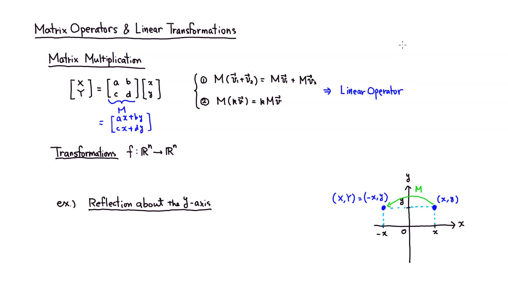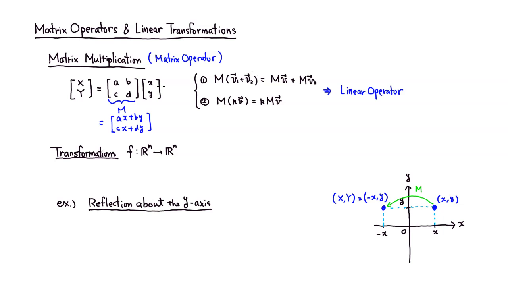So we can call a matrix multiplication a matrix operator. Also, the matrix multiplication takes a vector and then spits out another vector. So you can think of it as a transformation. A transformation is any function from Rn to itself. In this case, it's a 2 by 2 matrix, so it's a transformation on R2, into itself.